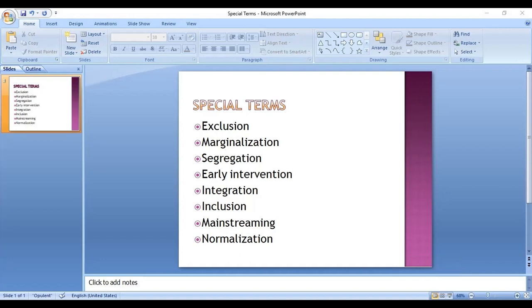So see here, this is exclusion. It is represented in different ways. You can see handicapped people, that is physically challenged people, outside the normal society. Normal society, general society, is represented with a bigger circle.